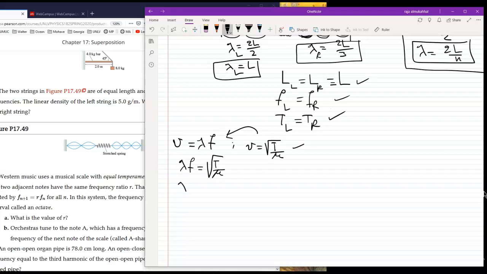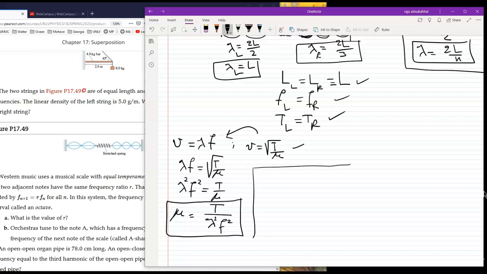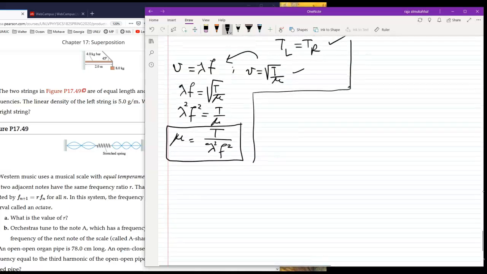Let me square both sides. So lambda squared f squared equals T over mu. And therefore mu, the general expression for it, is T over lambda squared f squared. There we go. I'm almost done with the problem with those derivations that I have just done, I think. Are you seeing the solution now? So now I have a cool expression for the mu value, the linear density on both sides.